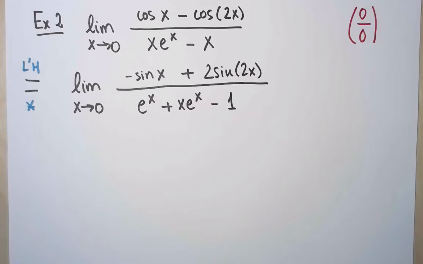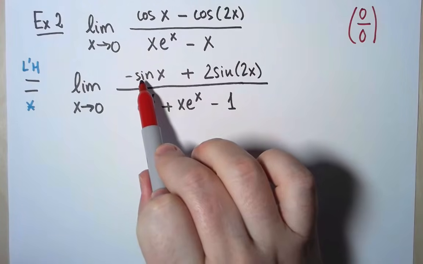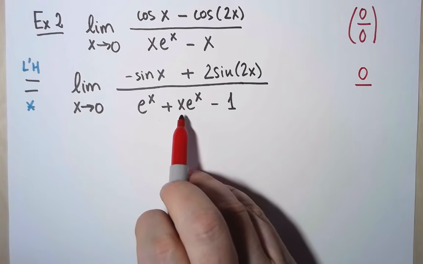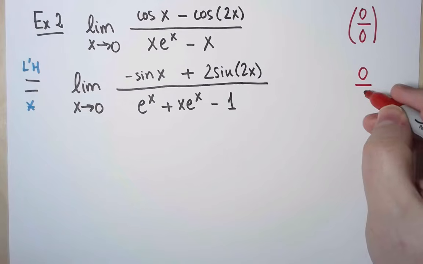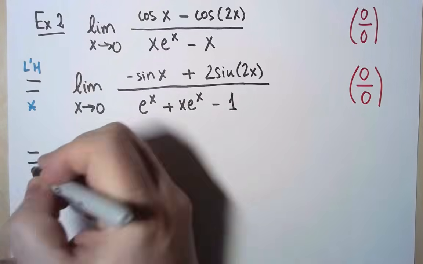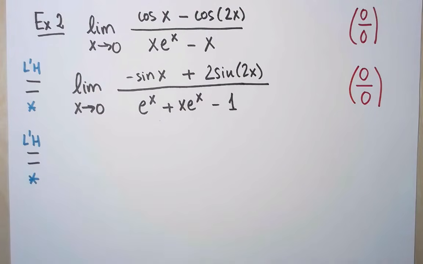Let's see what we got now. I have a quotient again. The limit of the numerator is minus 0 plus 0, so it's still 0. And the limit of the denominator is 1 plus 0 minus 1, that's still 0. So I still have 0 divided by 0, an indeterminate form. I don't know if this is helping, but why not try to use L'Hopital's rule once more?